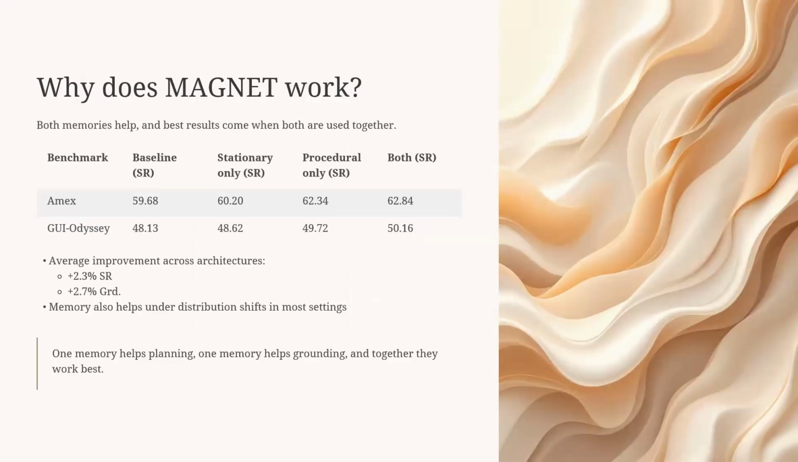And why does Magnet work? When the authors compared everything, they said that when we use stationary memory, the improvement is very small. When we use procedural memory, the improvement is larger. But when we use both memories, the results are always the best. You can see here that on Amex and GUI Odyssey, the success rate rises from the baseline, which is 59.68 for Amex, to 62.34, and 48.13 for GUI Odyssey to 50.16 when we use Magnet.